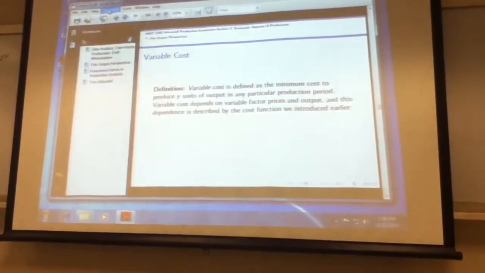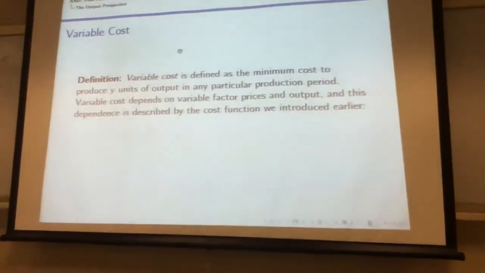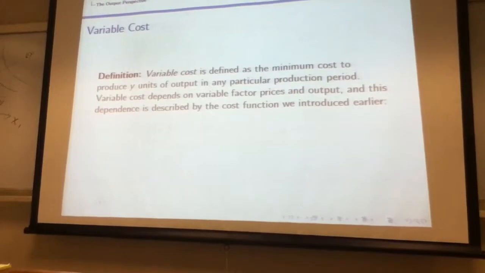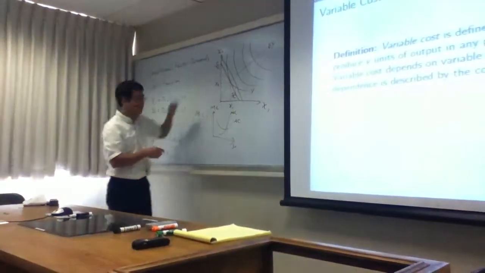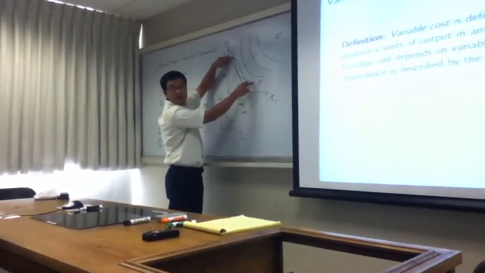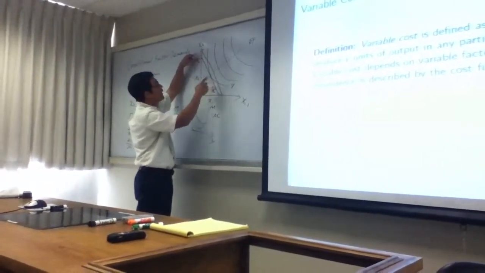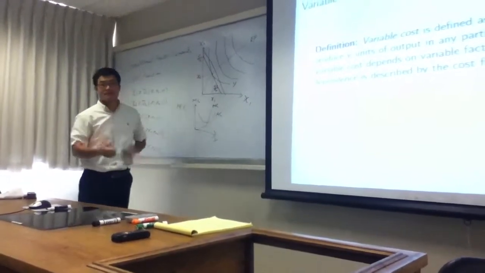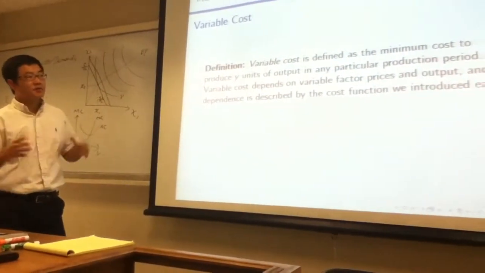Refresh our memory of some of the cost concepts. Probably you have seen those definitions earlier. Variable cost is defined as the minimal cost. I'm going to emphasize minimal because here we're dealing with this cost C. You can produce Y at this point, but your cost will be higher. When I define variable cost, I refer to the minimal cost to produce Y units of output in any particular production period.